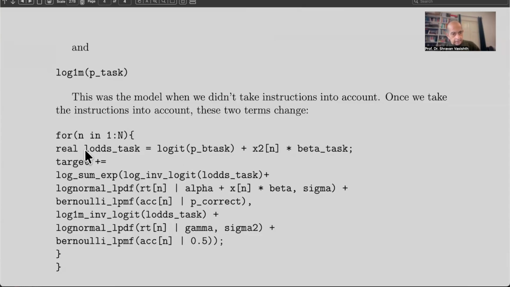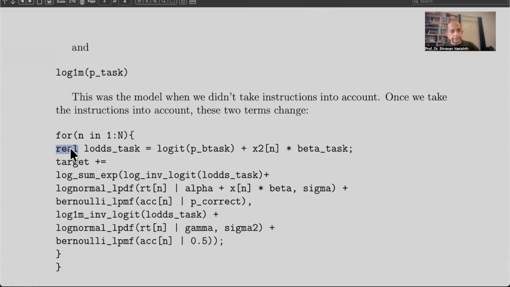Right, so what's happening is that because this is a for loop, going from 1 to the number of data points that we have, when n is 1, then it will look up the first row in the data frame. It will produce one numerical value, log odds task, just one value. That's why this is a real and not a vector, right?